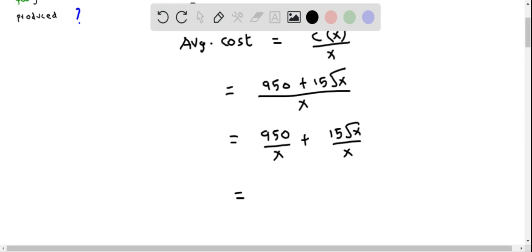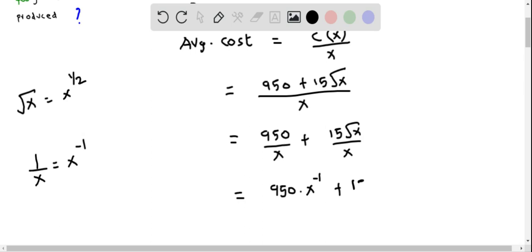Let's simplify this, or we can rewrite this in exponential form. We can write 1 over x in exponential form as x raised to the power of negative 1. Also, we write root x as x raised to the power of 1 half. So this becomes 950 times x to the power minus 1 plus 15 times x raised to the power of 1 half, and this is over x. I can write this x as x raised to the power of 1.